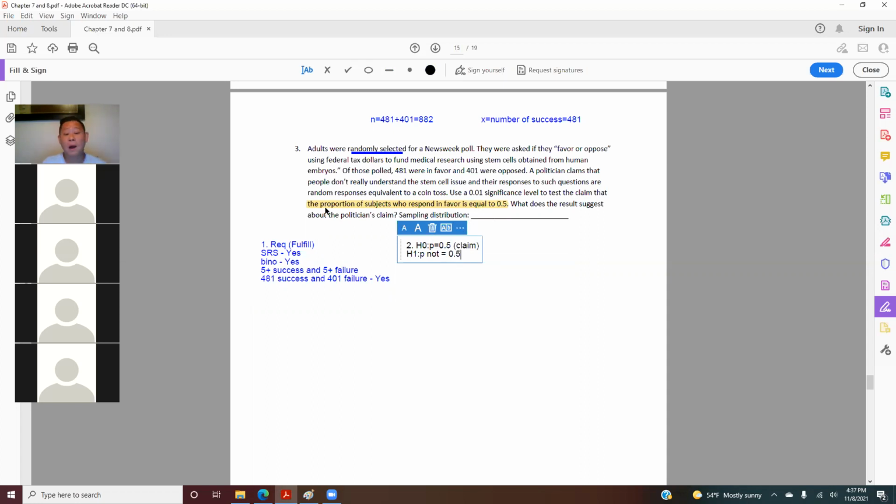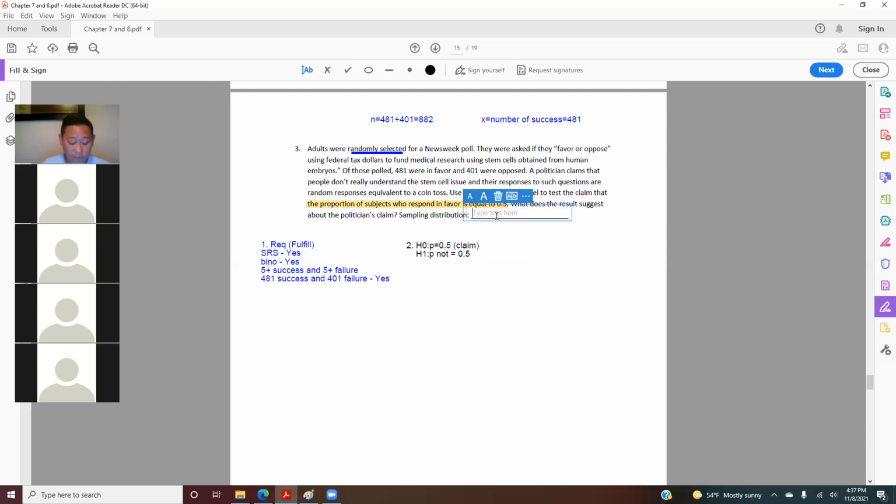This is your proportion here. For your null hypothesis, your alternative hypothesis is P is not equal to 0.5. So that is your claim statement in this case. You make sure you use the symbol not equal to, or the words not equal like this. So that is your hypothesis statement.